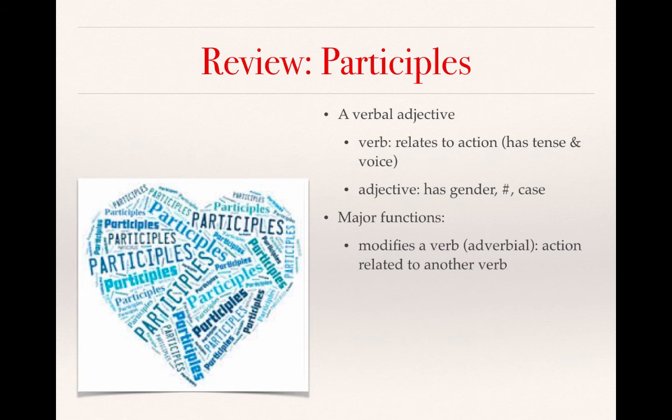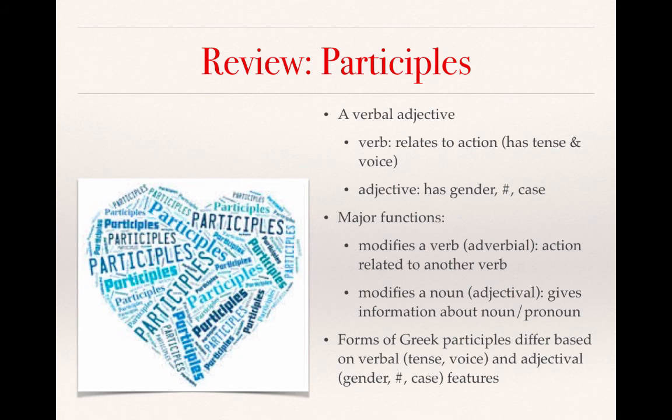The first function is to modify a verb, and so these are adverbial participles, and the action of the participle is related to another verb in the sentence. The other function is the adjectival function. These are participles that modify a noun. They give us information about a noun or a pronoun, just like any other adjective. In Greek, you'll remember that the forms of the participles differ depending on their verbal and their adjectival features. So participles will have different tenses and voices, as well as different genders, numbers, and cases.